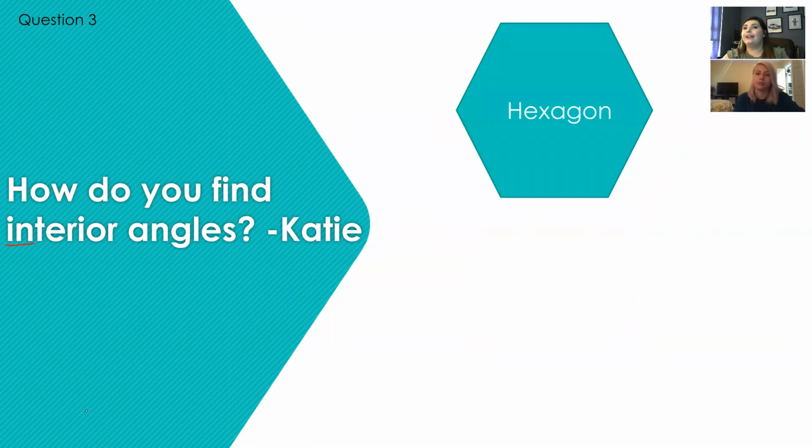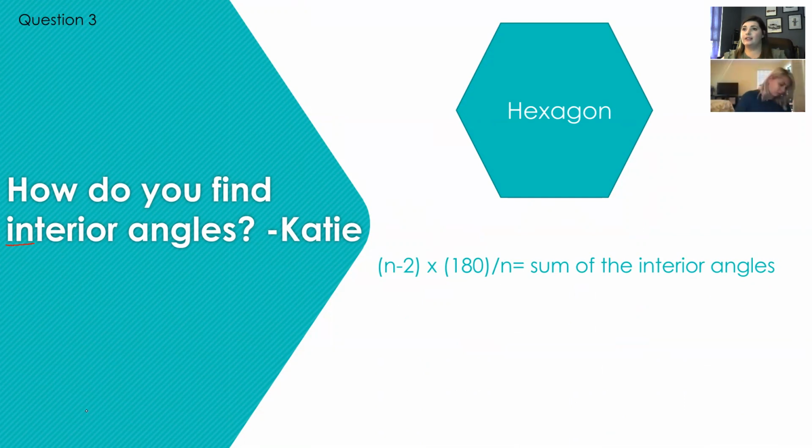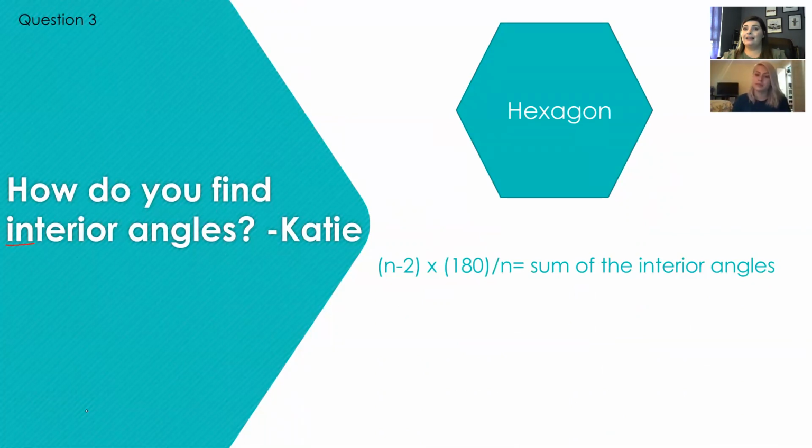So let's take a look at a hexagon. We have a formula to find the interior angles. That formula is n minus 2 in parentheses times 180, which we know, of course, is the full degrees of the shape, divided by n equals the sum of the interior angles.